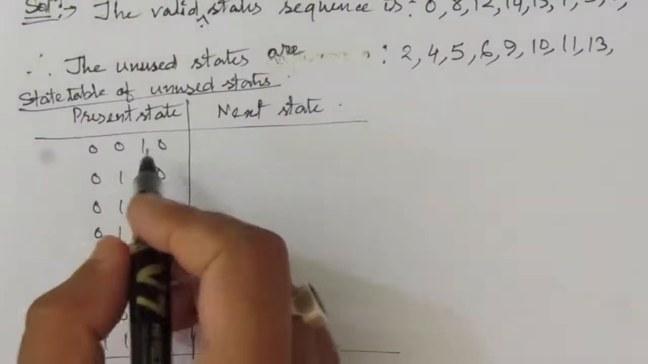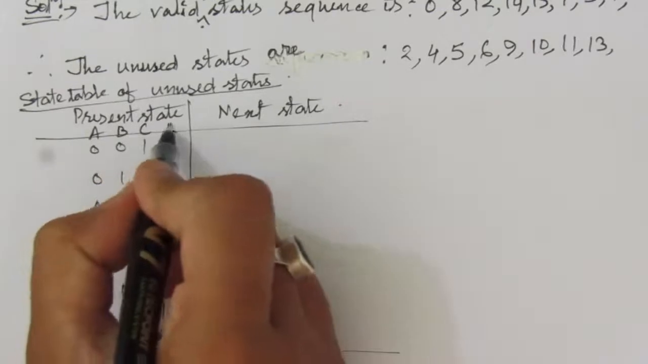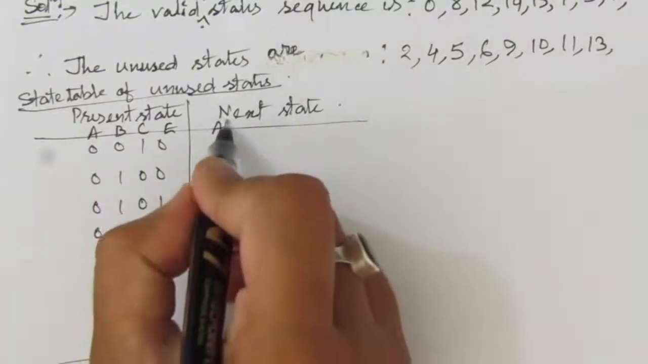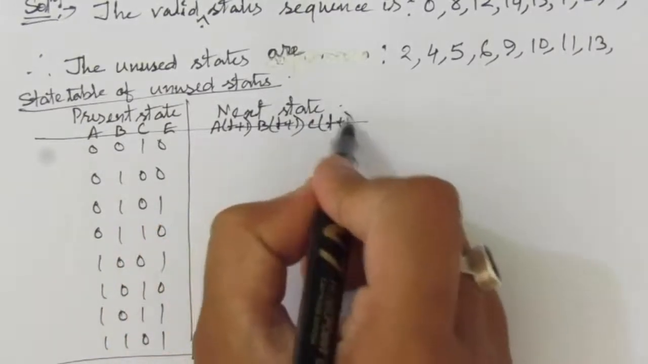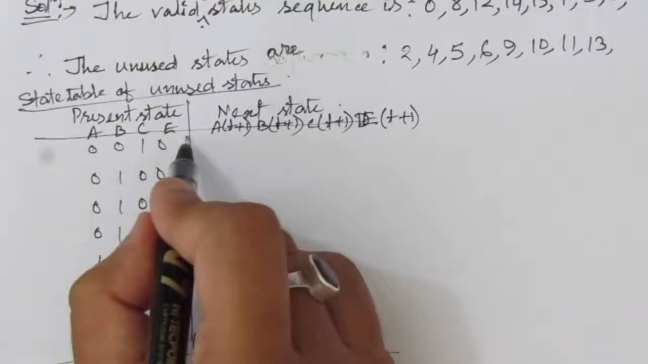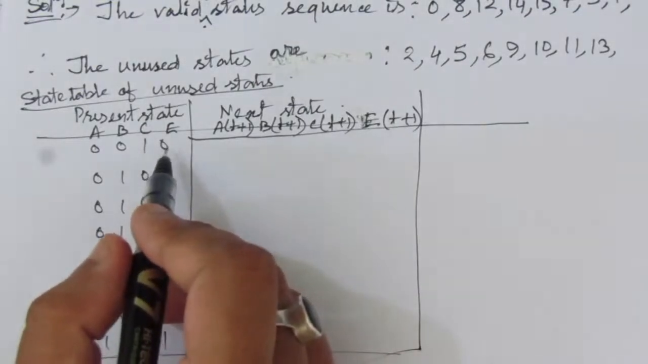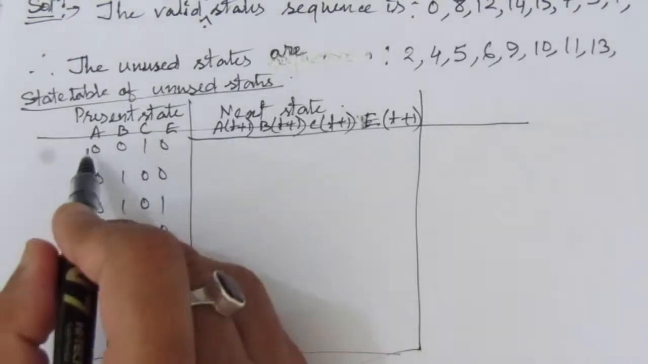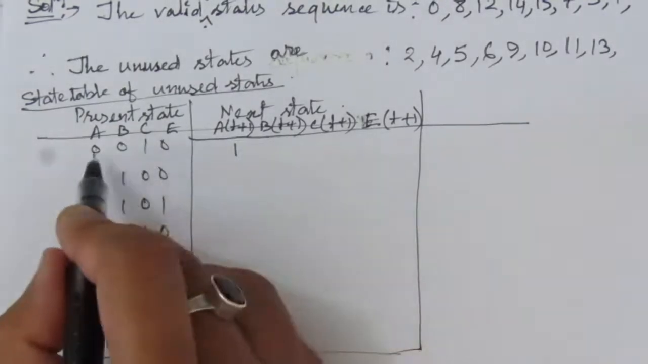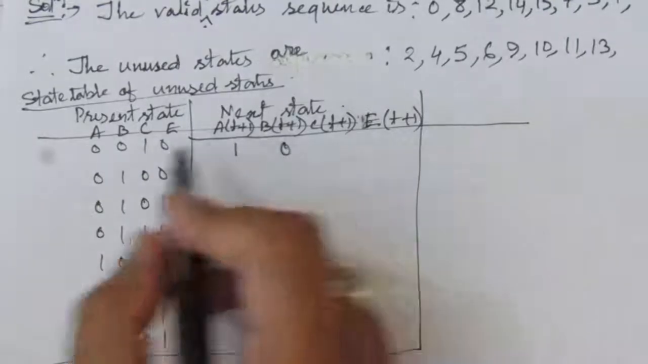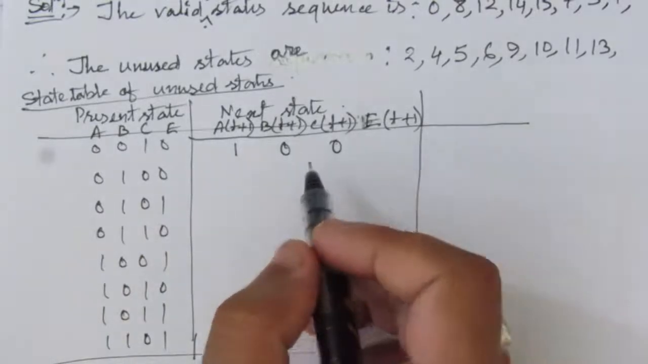So whenever we have 0, 0, 1, 0, this E is 0. This A, B, C and E, these are the next states, A of T plus 1, B of T plus 1, C of T plus 1 and E of T plus 1. So suppose these are the next states. Whenever E is 0, E complement will be 1. This 1, the complemented output, will be fed back at the input of the first flip-flop, so A will be 1. Next, this 0 will come here, so 0 here. This 0 will come here, so we'll have 0. And this 1 will come here because it is a shift register.